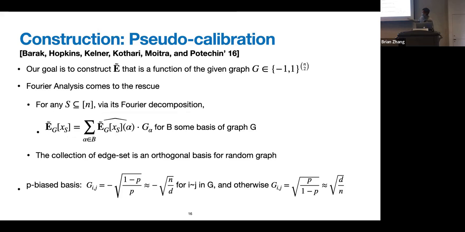But that being said, there's some technical issue that we are going to work with the p-biased basis here, just to have mean 0 and variance 1. If the edge is present in the graph, you are going to get roughly minus root n over d, and if not, you are going to get root d over n. So it's a super spiky random variable, but this is mainly for normalization.